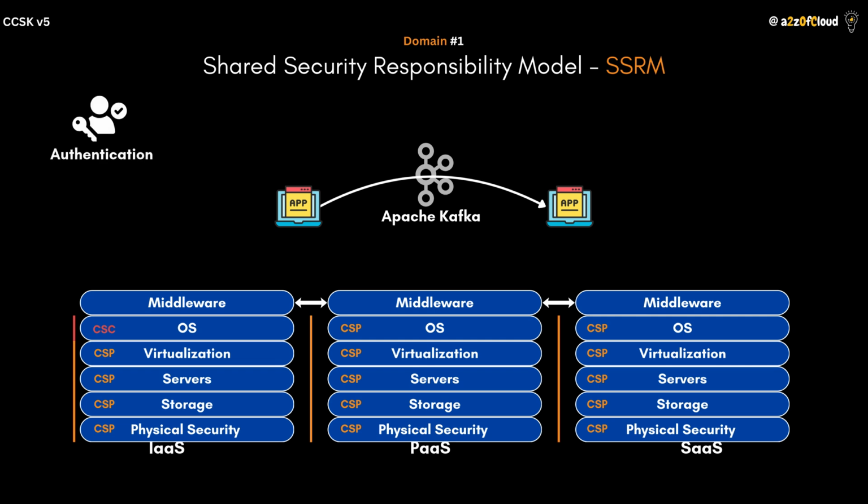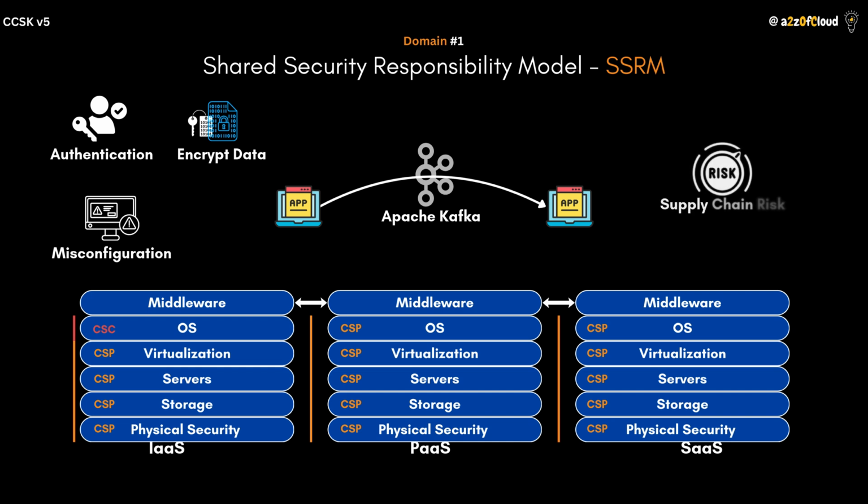Middleware often handles sensitive data, making it a target for unauthorized access. Encrypt data. Middleware process, store, or transmits data. Sensitive data must be encrypted at rest and in transit. Misconfigurations. Default settings or improperly configured middleware components can be exploited by attackers. Supply chain risk. Middleware software from third-party vendors can introduce risk to the application and data.